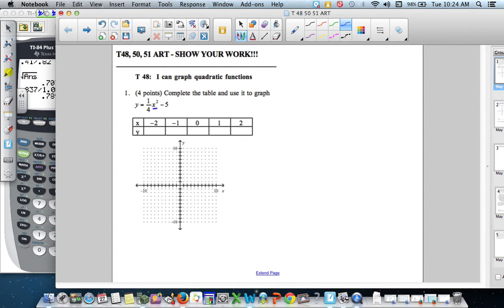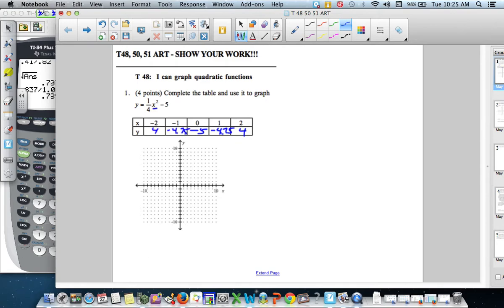If I put 0 in for x, I'd square it first to get 0, times a fourth is 0, and then subtract 5, and I would get negative 5. Doing the same for 1. 1 squared is 1, times a fourth is a fourth, and a fourth minus 5 is negative 4.75, or negative 4 and 3 fourths. If I square 2, 2 squared is 4, times a fourth is 1, 1 minus 5 is negative 4. If I do that for negative 1 and negative 2, remember when you square negative numbers, like squaring negative 1, you get positive 1. So you're going to get the same thing here as you did on the other side.